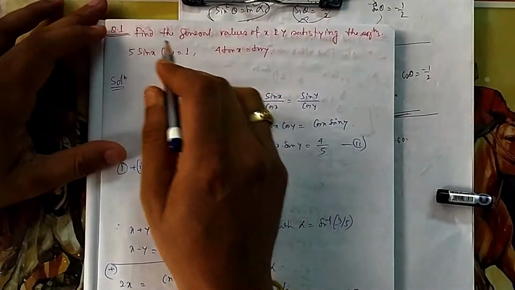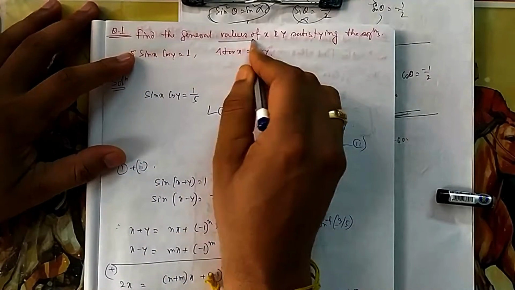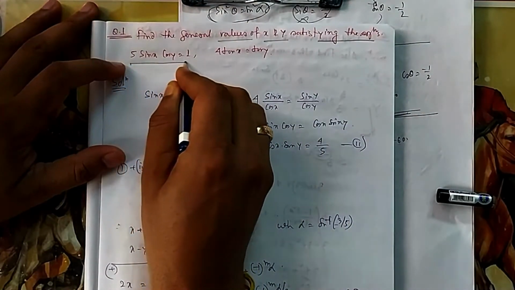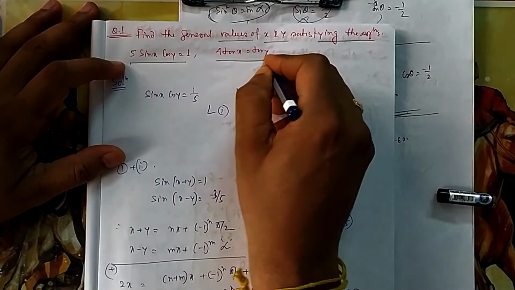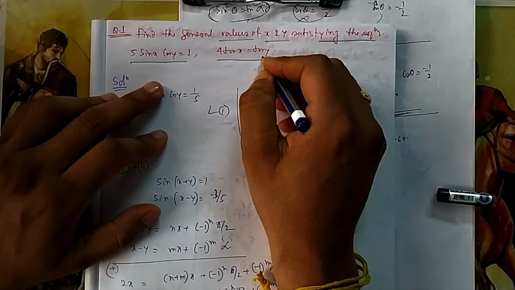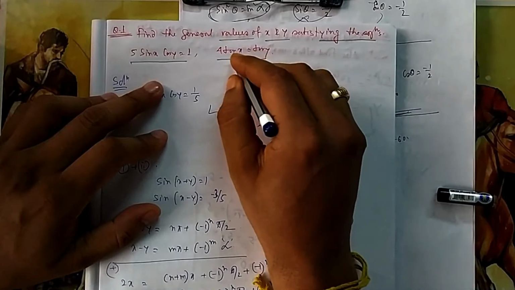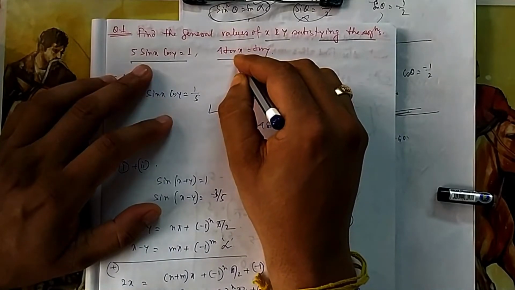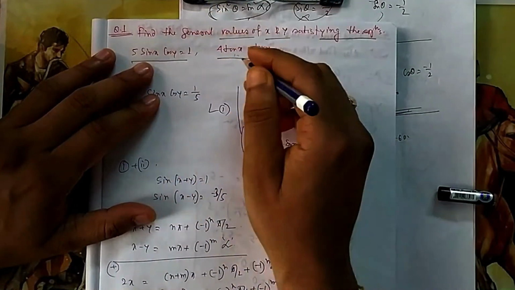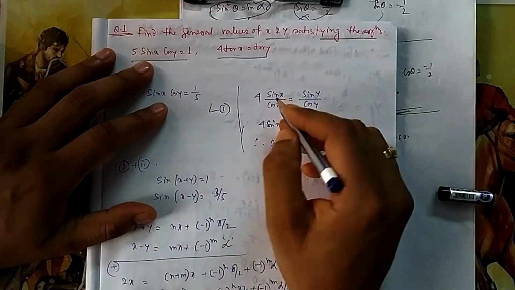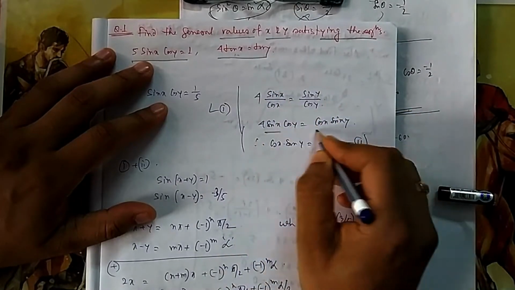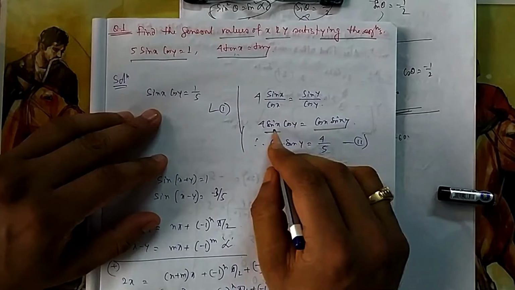Okay students, the first question is: find the general values of x and y satisfying the equations 5 sin x cos y = 1 and 4 tan x = tan y. So one is given in sin cos, another one is given in tan and tan. So let us convert this one into sin cos and see what is happening, whether there is any relation or we can make any formula out of this. So I am converting tan into sin by cos, and here also sin by cos. If you do it, you will see it is something of this fashion.